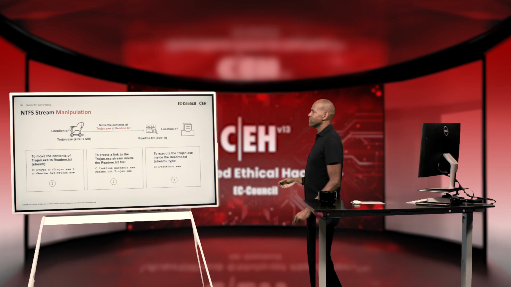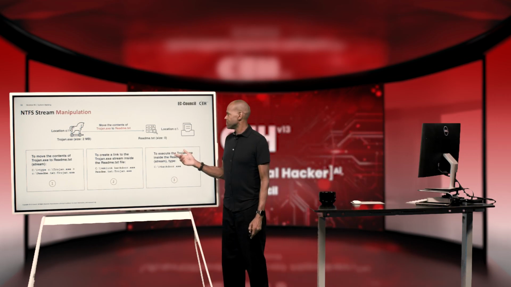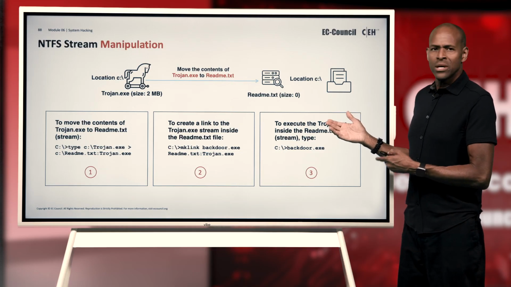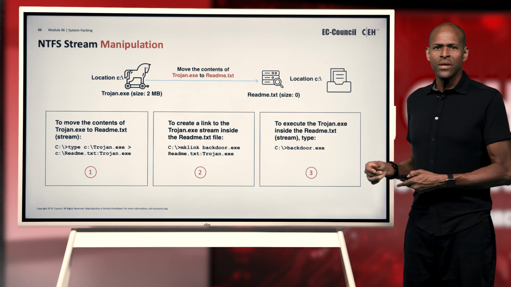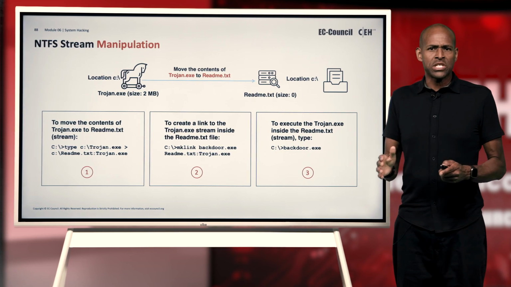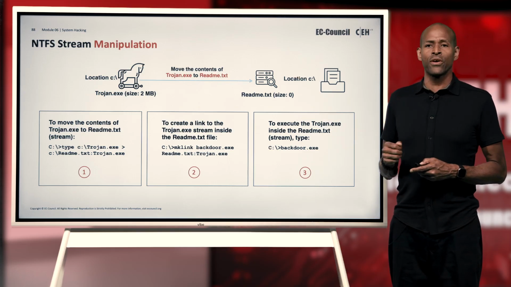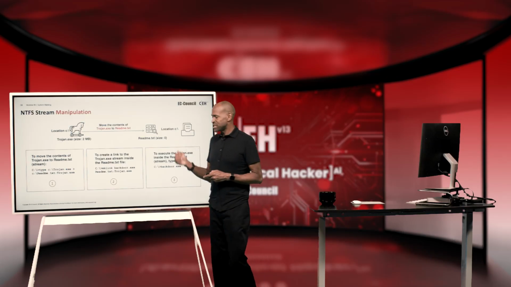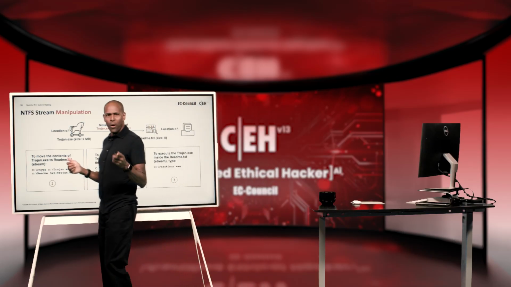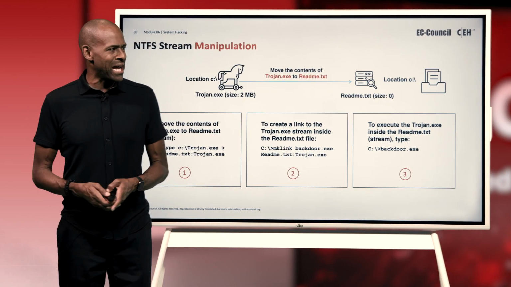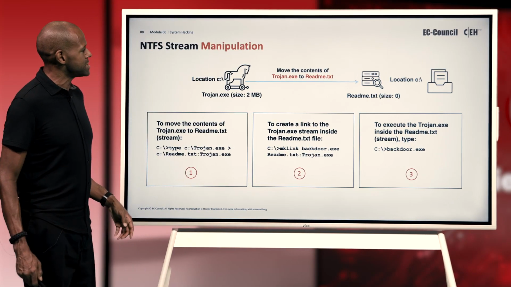So over here what we have is a Trojan that we want to sneak into the system. I'm already on the system. I have a foothold. Now I have contacted my C2 server and I've downloaded this Trojan. So let's have a look over here. It's 2 megabytes in size. It's a nice binary that I want to run on this system.